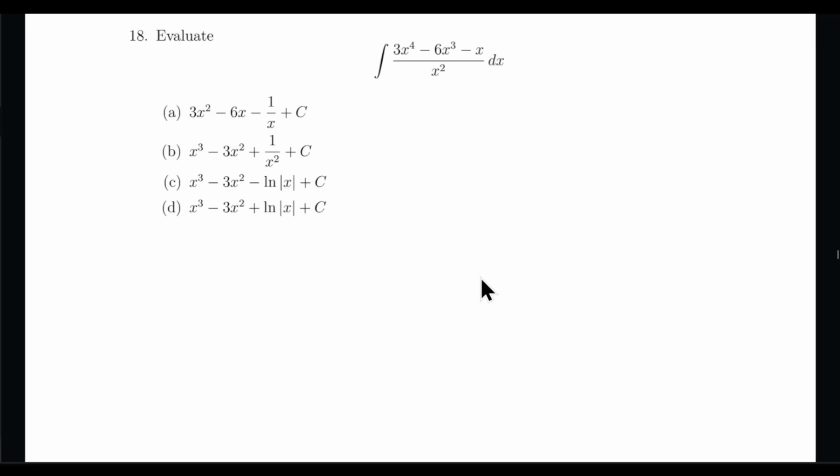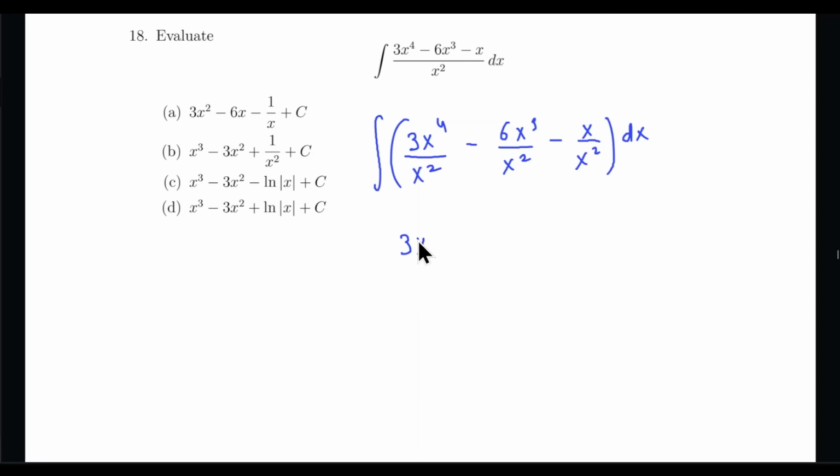Okay, evaluate this integral. Usually this is easy, but it still trips students up. All we have to do is distribute that. In other words, give this denominator to all these terms separately so that we can apply the power rule here. Write it like this: 6x cubed over x squared minus x over x squared dx, and then reduce the power. So this is the integral of 3x squared minus 6x minus 1 over x dx, and then just apply the rules here.